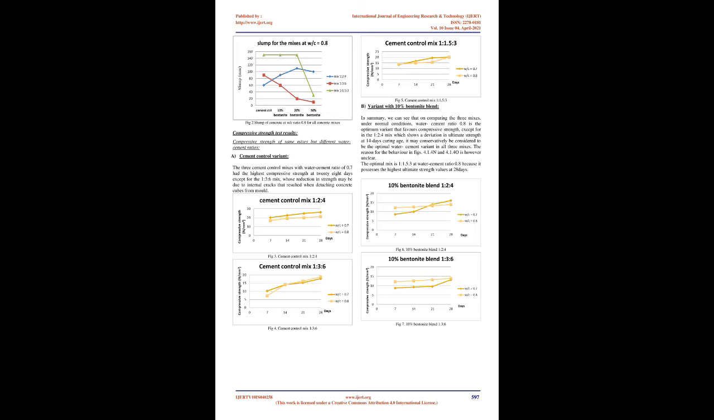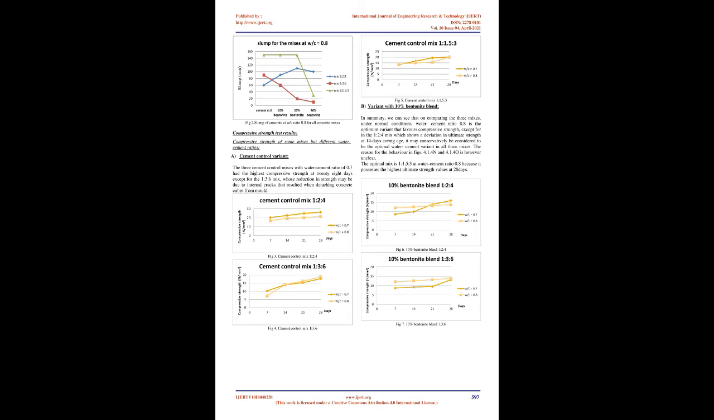N1008/1997. 4. Results and discussions. Experimental test results. 1. Slump test. As bentonite was introduced to the mixes, there was reduction in slump value with an exception in the 1:2:4 mix, whose workability increased instead, as opposed to expected results.